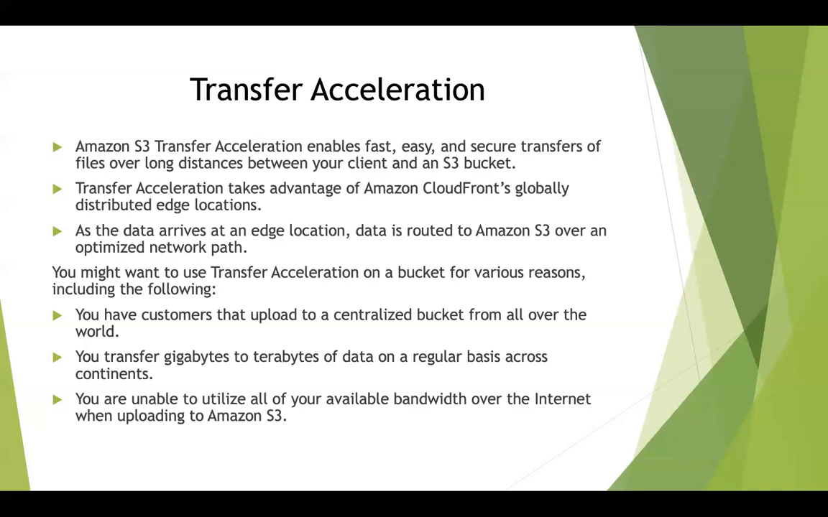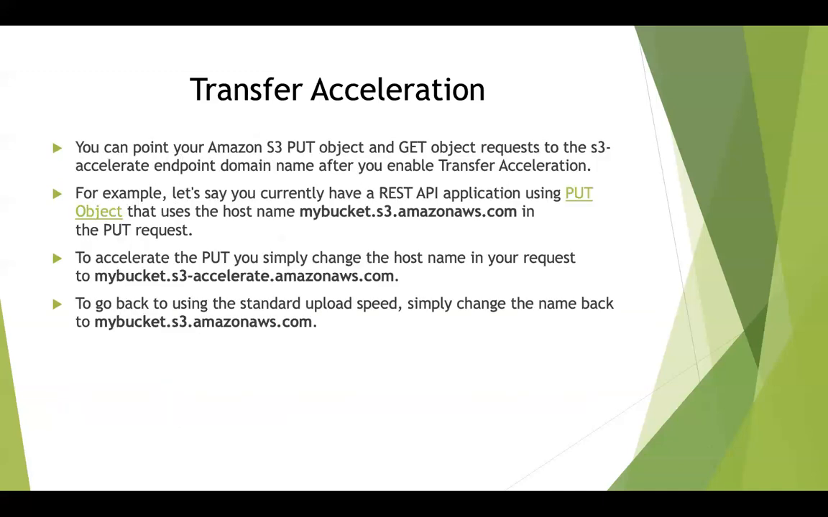Okay. So a good scenario over here is, when you go ahead and upload an object, the action is called put. So you can point your put object and get object request to the S3 accelerated endpoint domain name after you enable transfer acceleration. For example, let's say that you currently have a REST API that you have written, and using put object, you upload an object to the S3 bucket. Generally the host name is going to be mybucket.s3.amazonaws.com, where my bucket can be replaced with your bucket name.